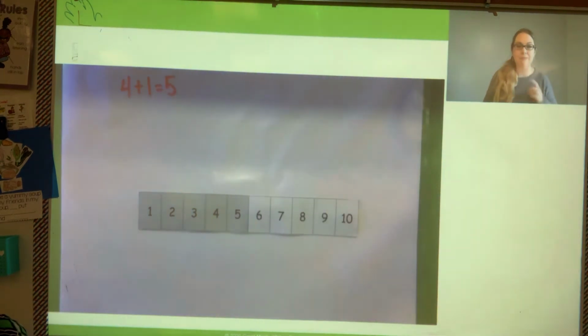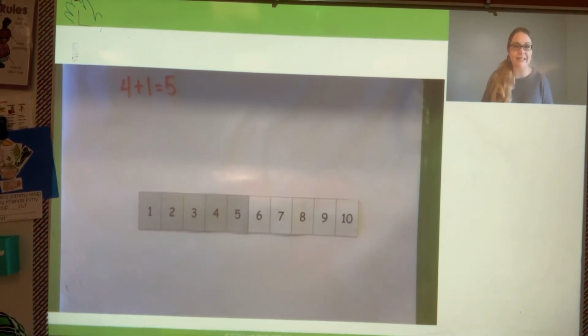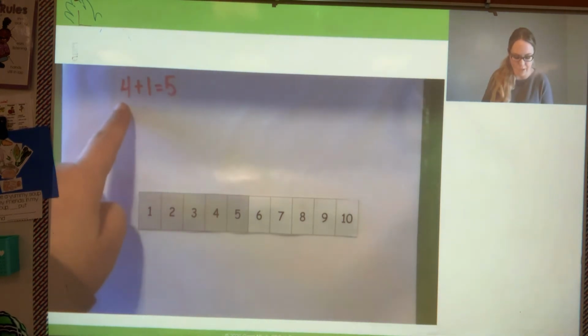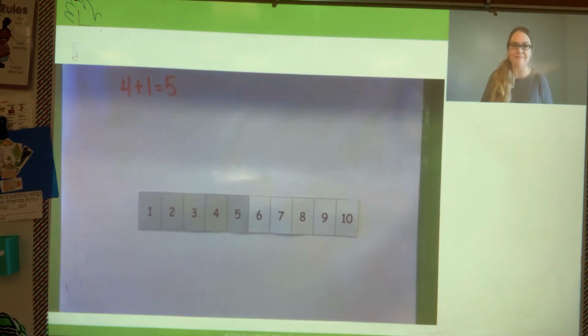Make sure you're writing it. So go ahead and write your number sentence. How do you know if we're showing 5 or raising our hand? Because I've asked you to show me the number. Because some people might be raising their hand. So now let's read this number sentence together. 4 plus 1 equals 5.